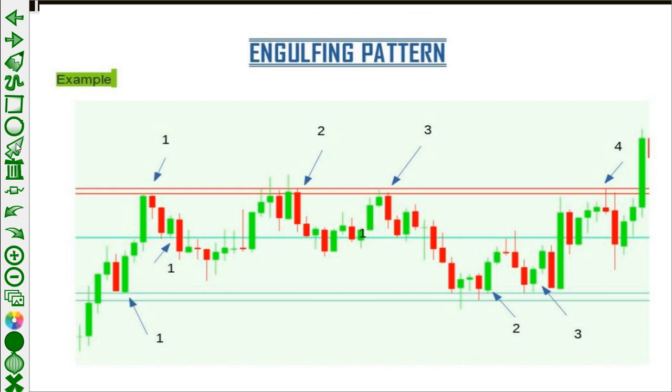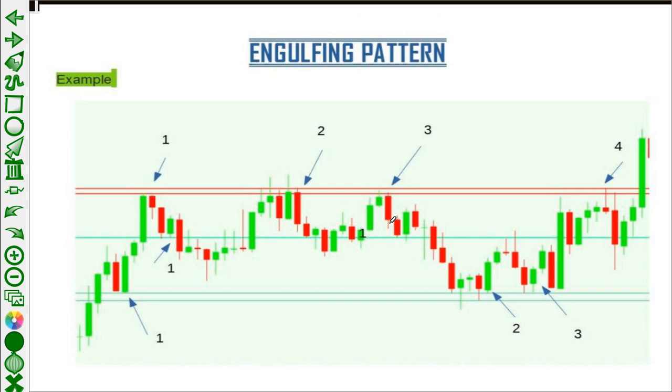But for now, I'm on the seller side, and if the market reaches the support line and forms an engulfing pattern, I'm not going to take it. And as we can see, the market went up, took resistance here, and it is an engulfing candle.